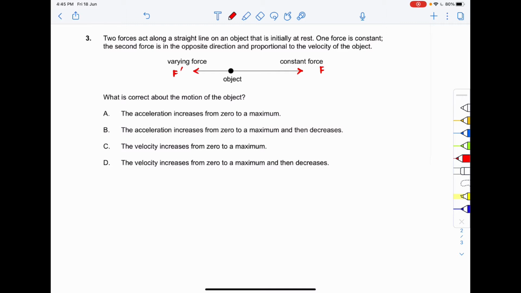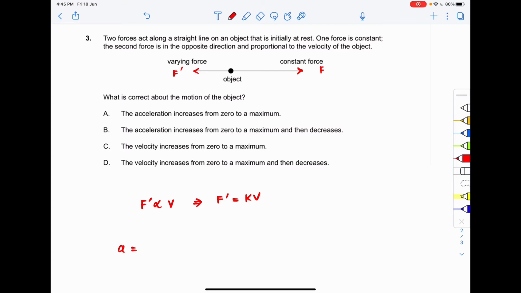Over here they are stating that the force acting in the opposite direction, the varying force, is directly proportional to the velocity. So by the constant of proportionality, I can write that F dash is equal to k times v, where k is a constant, and the other force, F, is acting in this direction. So what will be the acceleration?